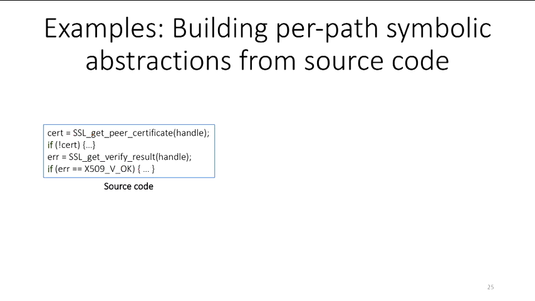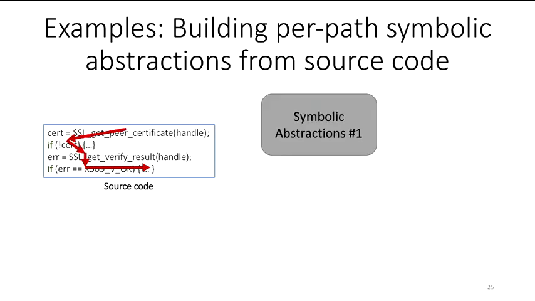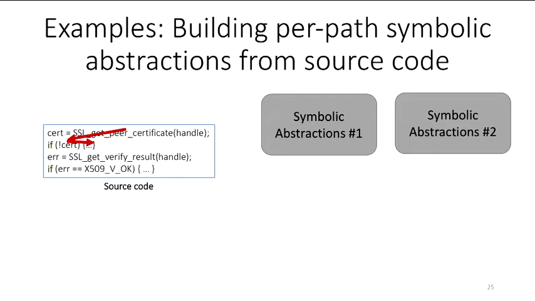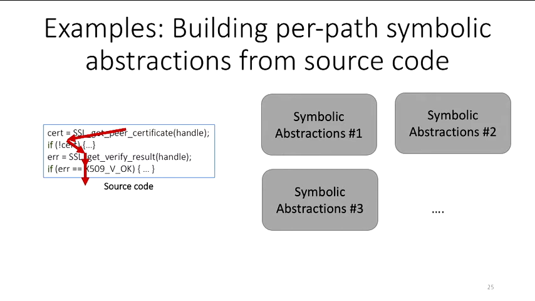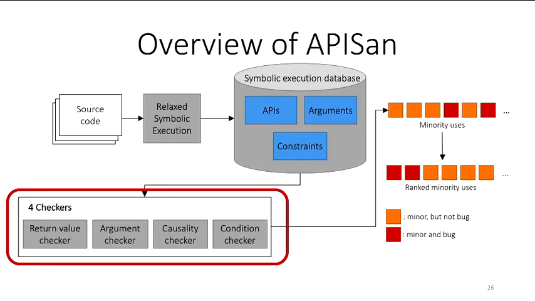We generate such abstractions path by path. For the first path, we generate symbolic abstraction number 1. For another path, we generate symbolic abstraction number 2. And for another path, we generate symbolic abstraction number 3. By repeating this procedure, we get multiple symbolic abstractions by paths. After getting the symbolic abstractions, we want to check them using these 4 checkers.